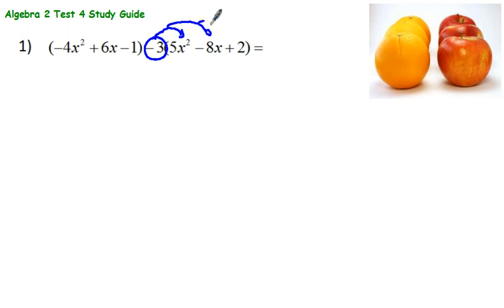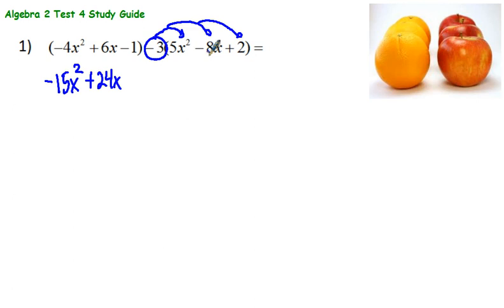Alright, so let's distribute that around. -3 times +5, right? So that would be a -15x squared. -3 times -8x would be a +24x. Remember that when you're multiplying, same signs positive, different signs negative. So -3 and a +5, those are different, which is how we ended up with the -15.